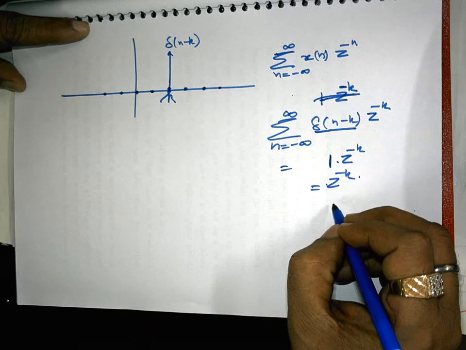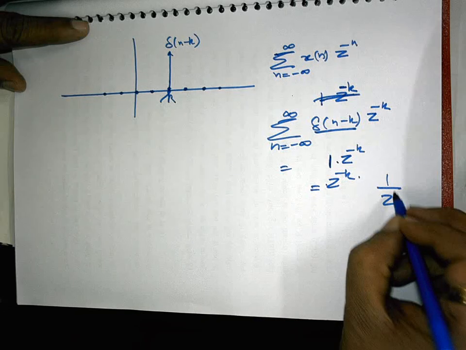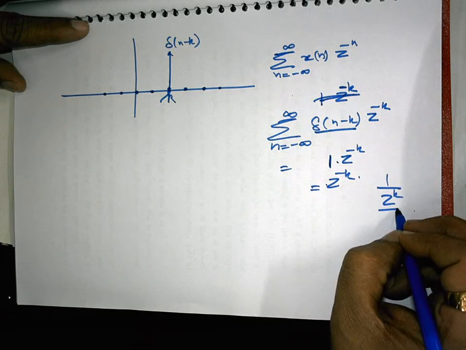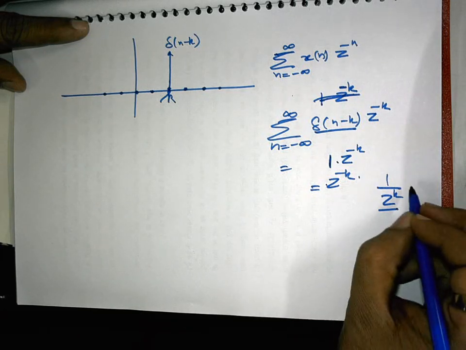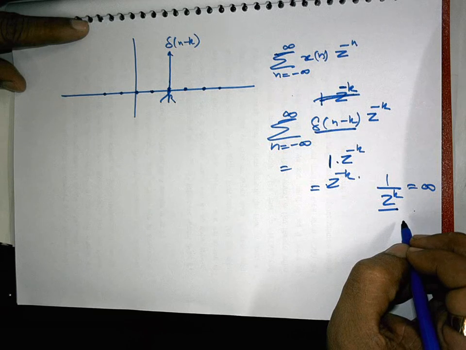So the z transform is z to the power minus k, and the region of convergence is the entire z plane except z equals 0, because this is equal to 1 over z to the power k. If z happens to be equal to 0, then this becomes infinity. So the entire z plane comes under the region of convergence except z equals 0.